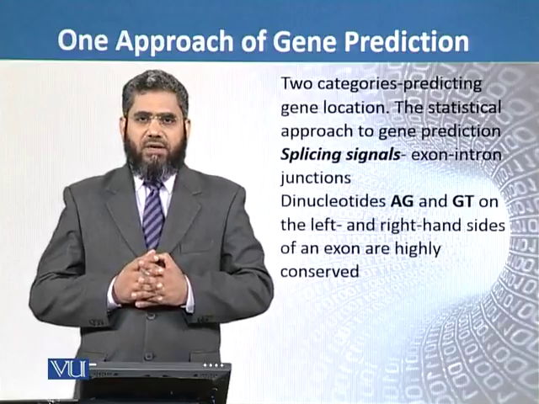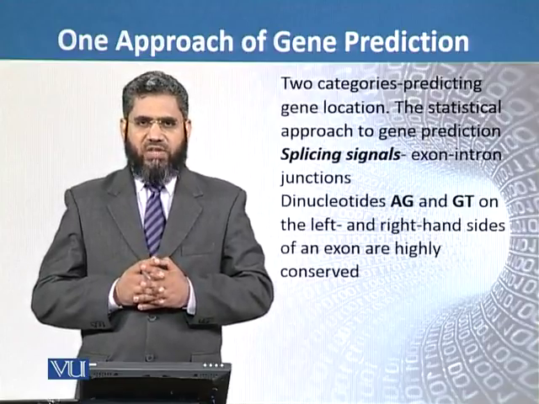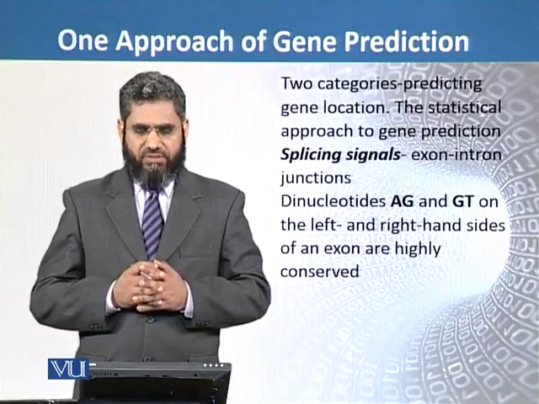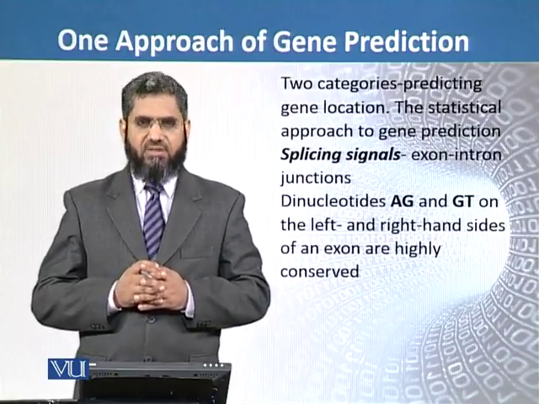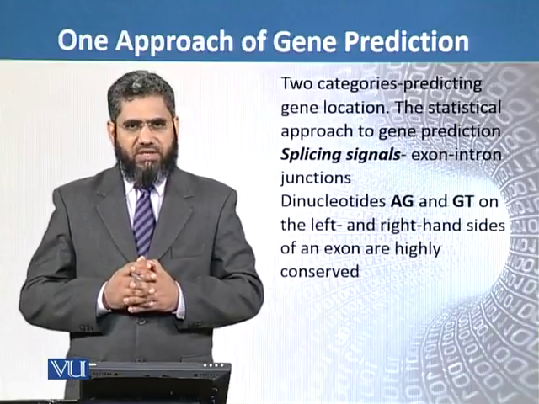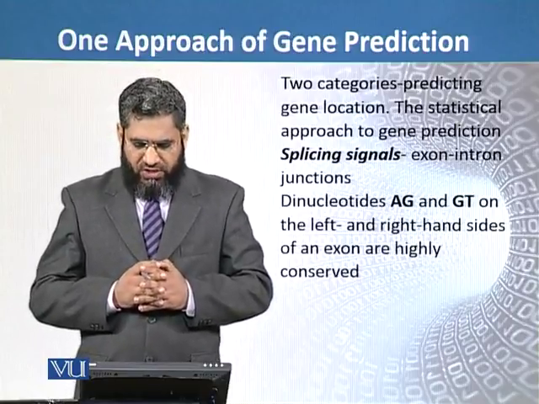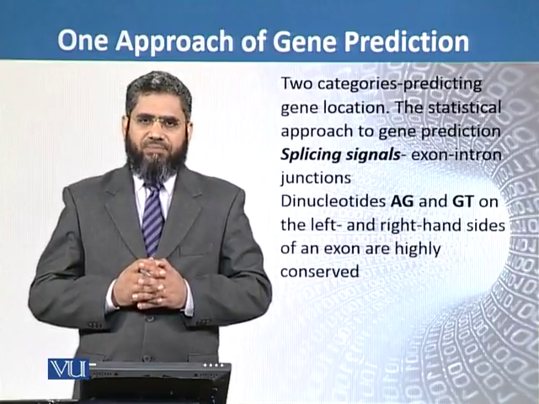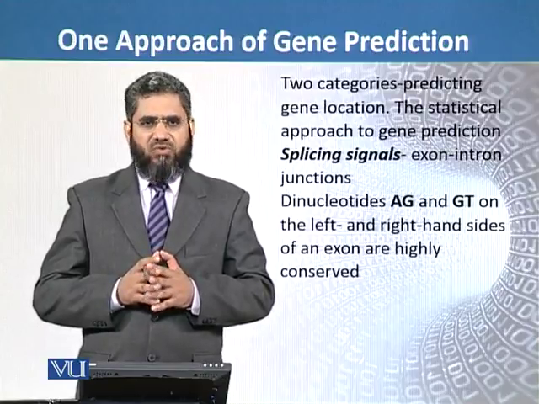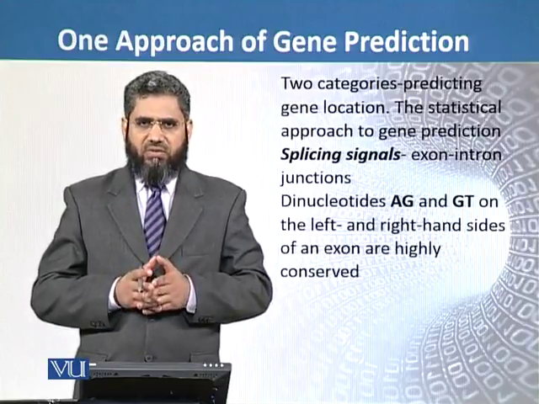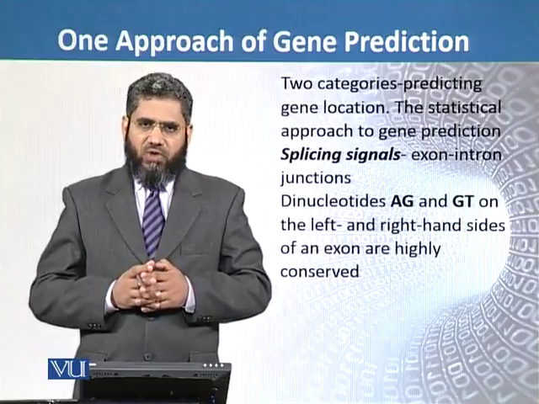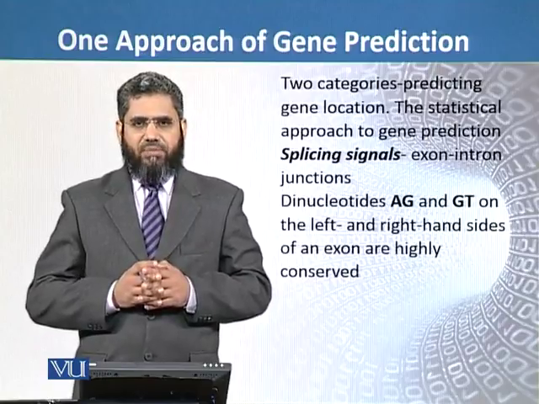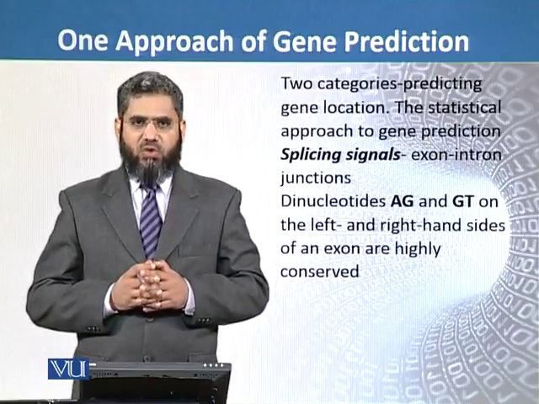To predict the location of genes within genomes, scientists use two main strategies. Number one is the statistical approach. In the statistical approach to gene prediction, scientists focus on very specialized regions of the genome that are very conserved within genes. One of these conserved regions is called the splicing signals, present at the exon-intron junctions.